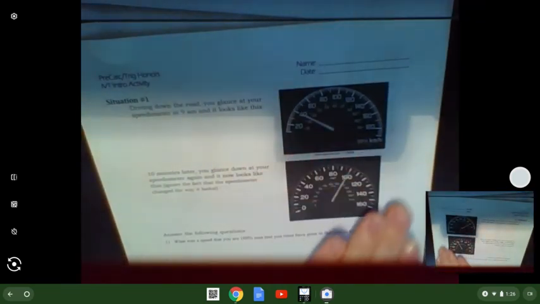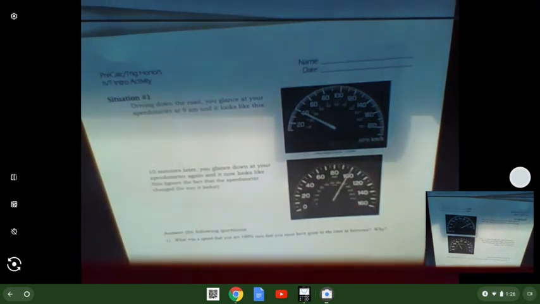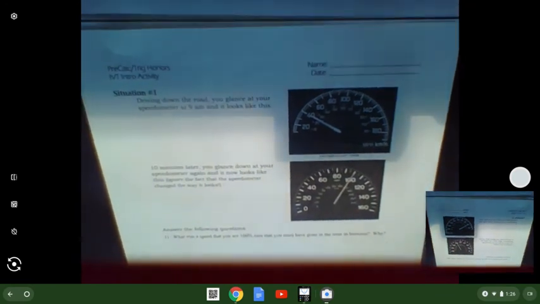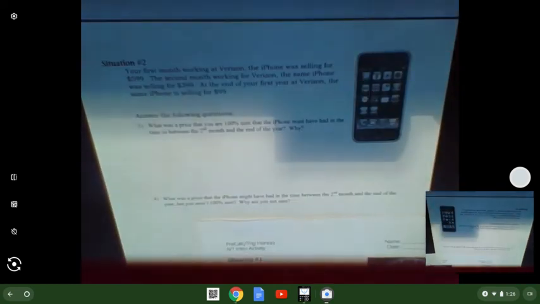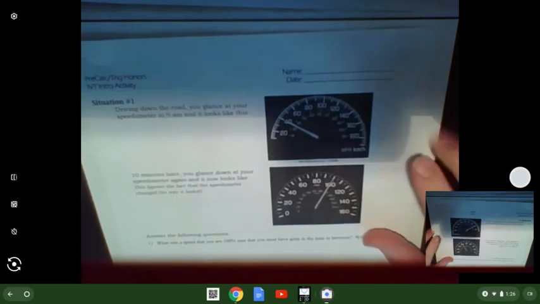But when it comes to speed, to get from one speed to another, you must have at some point in time passed everything in between. The biggest difference between these two situations is speed is continuous and price is not. Speed is continuous, price is not.